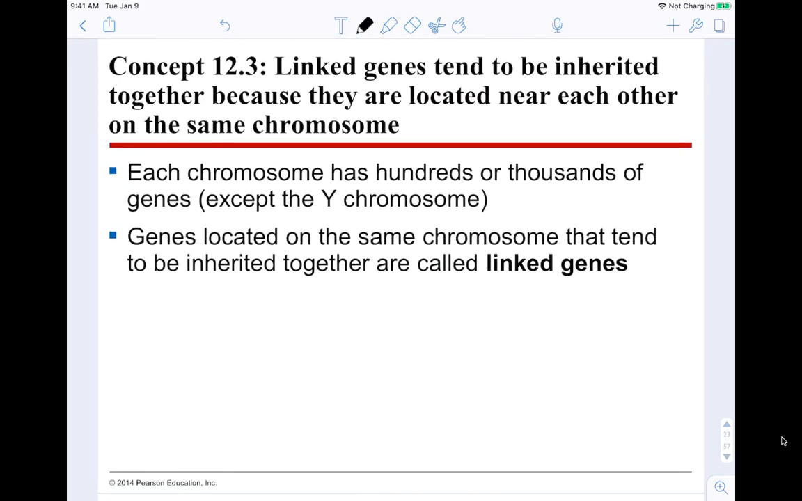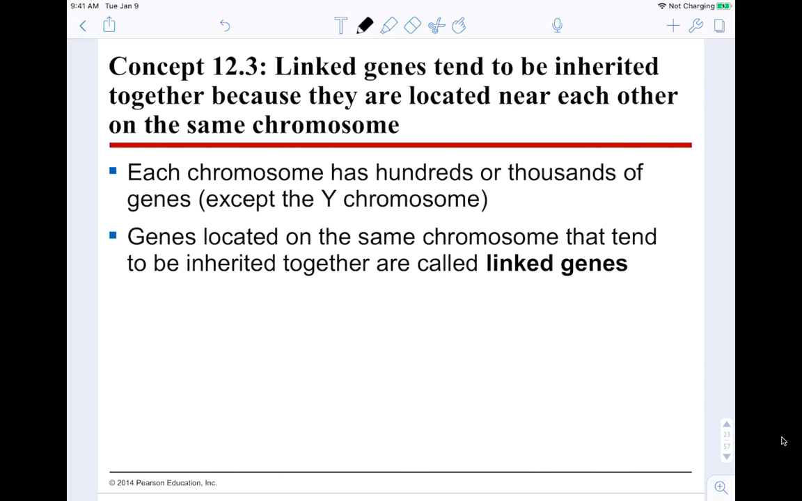Okay, next we're going to talk about linked genes and how they tend to be inherited together because they're located near each other on the same chromosome. This is something that gets a little bit confusing, but literally the closer together they are, the more likely they are to be inherited together. That's pretty simple. I'll say it again. The closer together 2 genes are on a chromosome, the more likely they are to be inherited together.